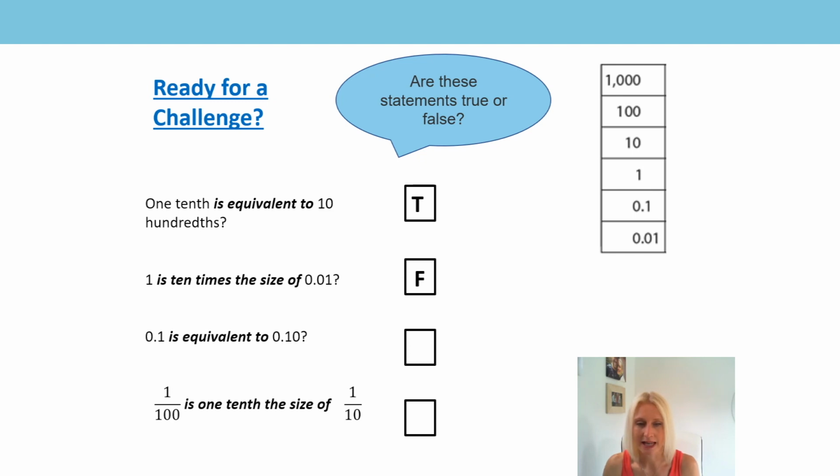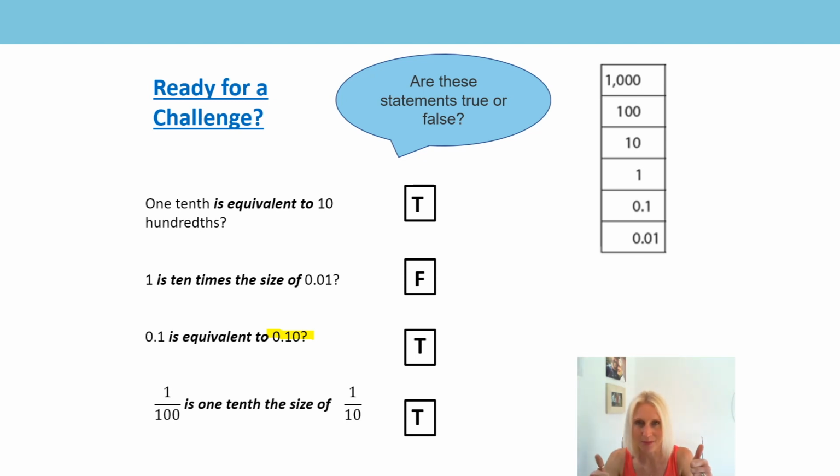And then the next one here, it says 1/10 is equivalent to 1/10. And if we just highlight that bit there, that 0 there has been added on, but it's still the same number. So that is true, they are equivalent. And then the last one, 100th is 1/10 the size of 1/10. What do we think? Of course, that is also true. I hope you did really well.